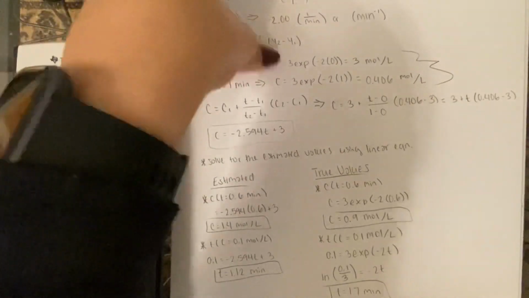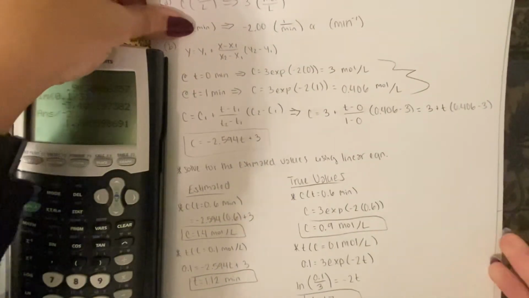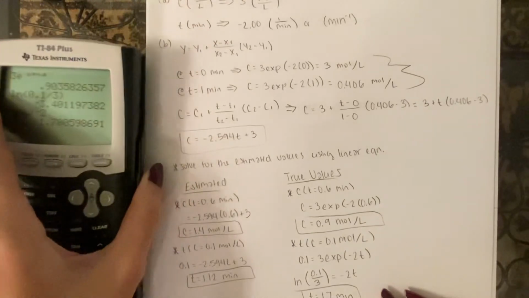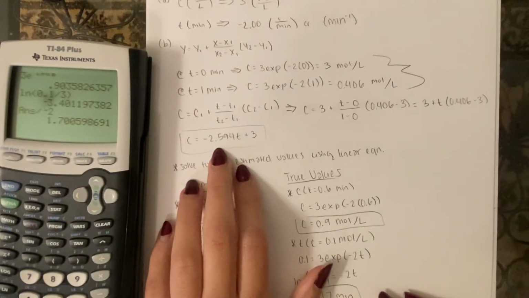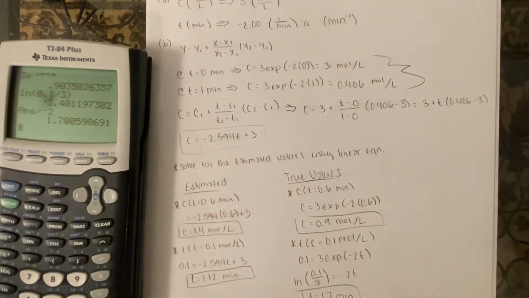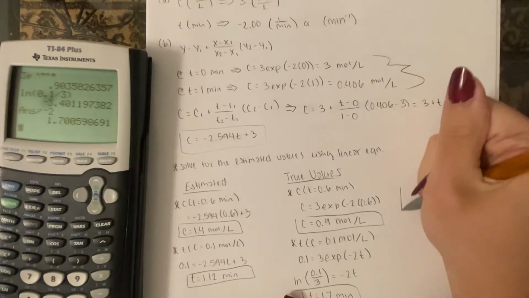So now we want to compare these results. We can see that these numbers were really bad estimates, what we got when we used this linear interpolation. So why is that? Well, this is an exponential function, so let's kind of draw it out.